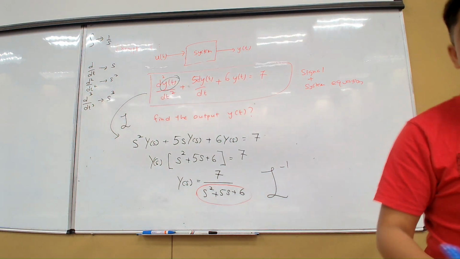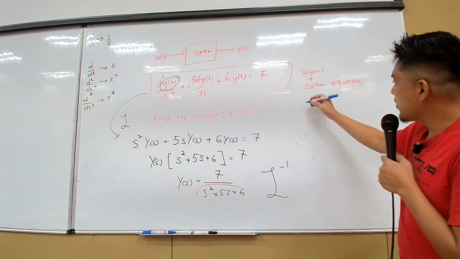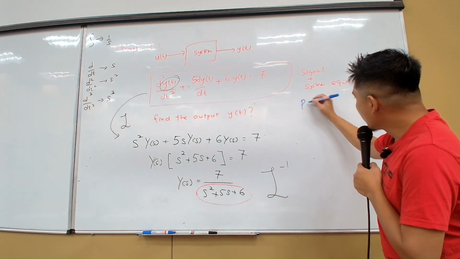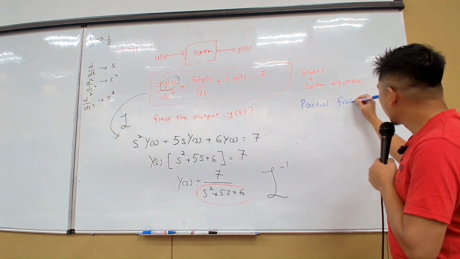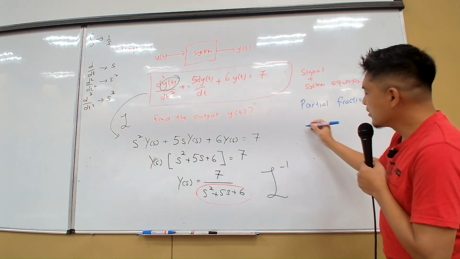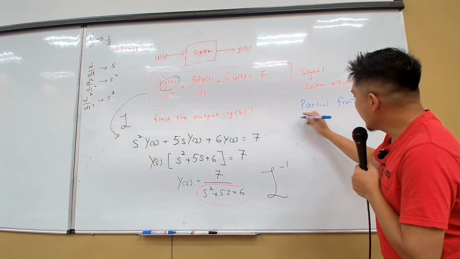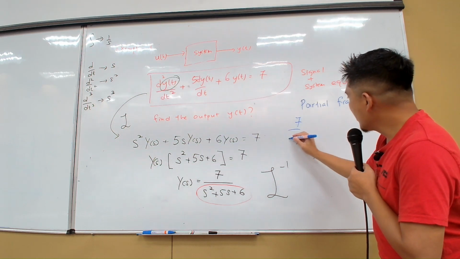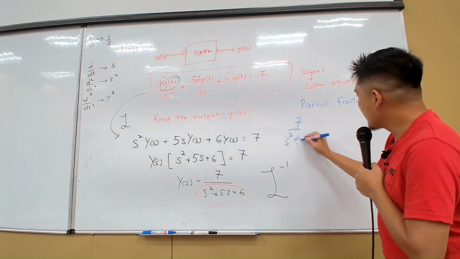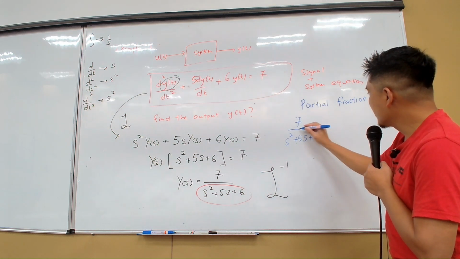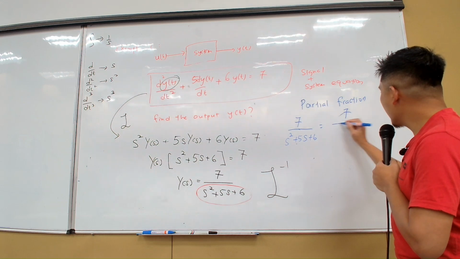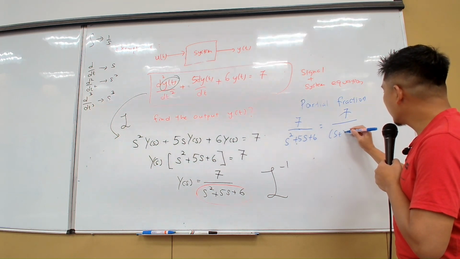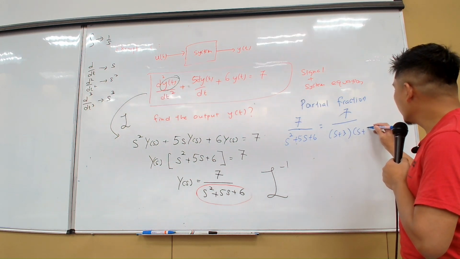Laplace table. So one of the ways is you use the partial fraction, because you have 7 over s square plus 5s plus 6 is also equal to 7 divided by s plus 3, s plus 2.